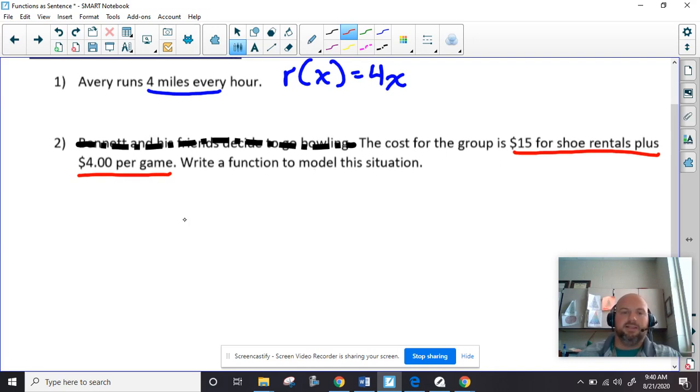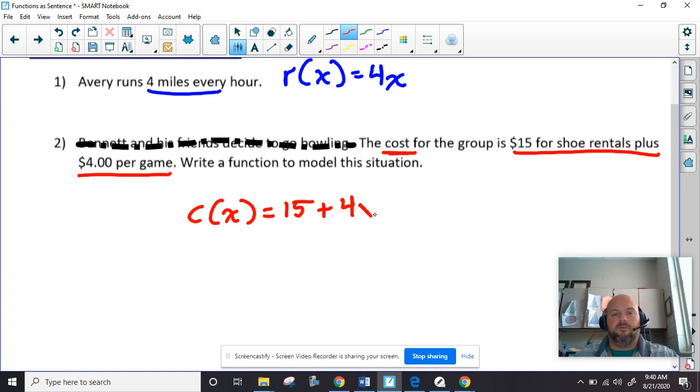Well, let's say we're going to do, since we're saying cost, we're going to do C of X because it's cost. All right. Now, you could write this like this. How much do they have to pay for the shoe rental? $15. Plus, how much is it per game? You could write it like this, or if you're a stickler, you can write it like this, but that's it.